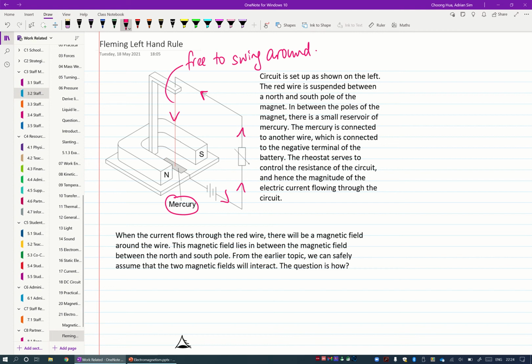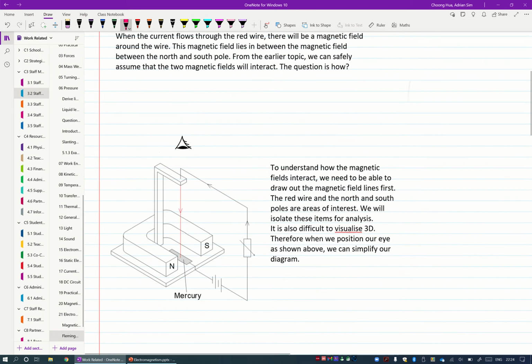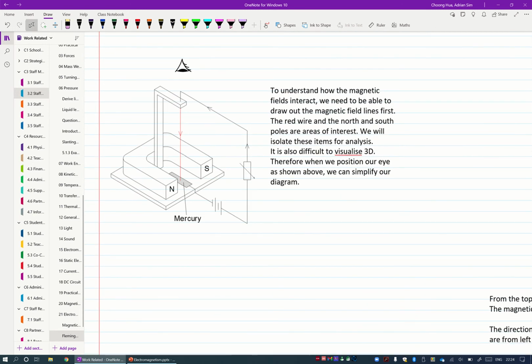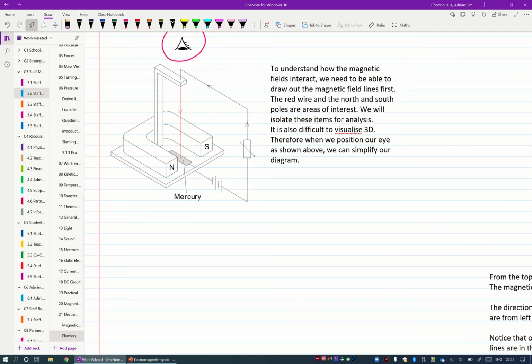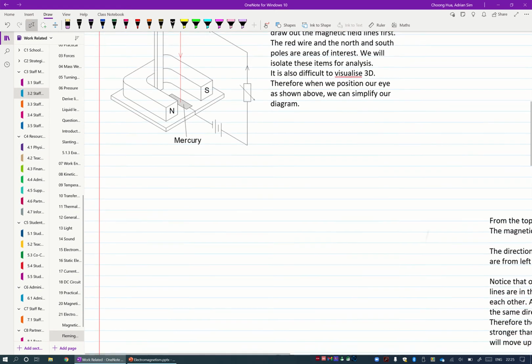So when the current is switched on, current will flow through the red wire. There will be a magnetic field around the red wire, and there's also a magnetic field from north to south pole. How do these two magnetic fields interact? Now, if you want to see it at a three-dimensional level, it's going to be very tedious. And over here, we're going to simplify it for you. Now, you note the position of the eye. So we are going to see this whole structure from the top view and simplify our analysis.